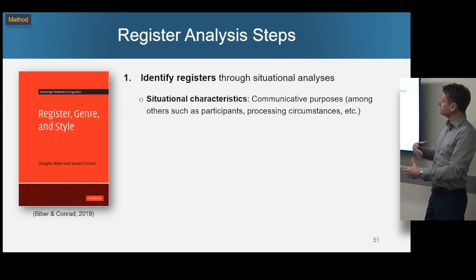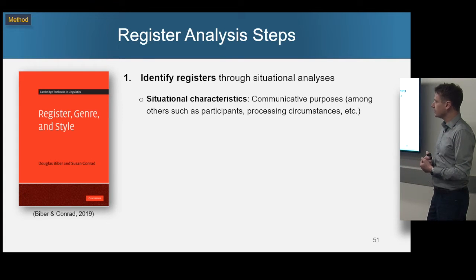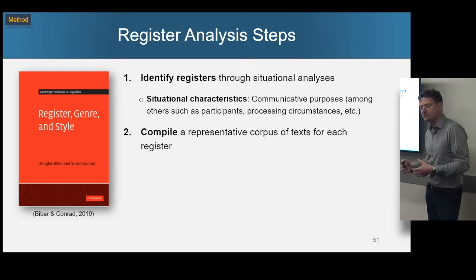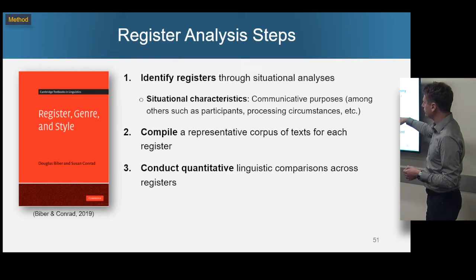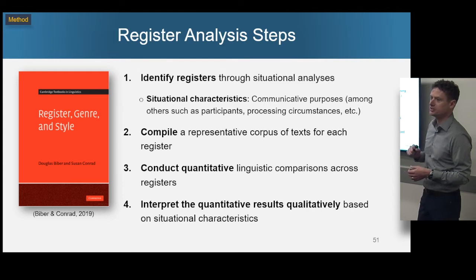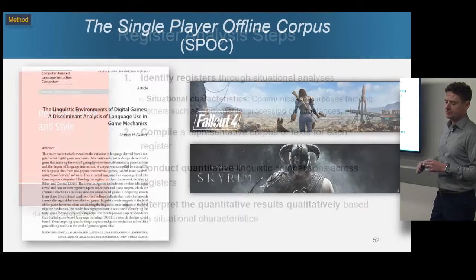So put simply, an overview of register analysis would be, first, you identify registers, right? Different situations of language use, looking at their situational characteristics, communicative purpose, among other aspects. Then you compile a representative corpus of text for each of those registers, and conduct quantitative linguistic comparisons across registers to see how they're linguistically unique. Then you interpret those quantitative data qualitatively based on the situational characteristics that you identified in that first step.